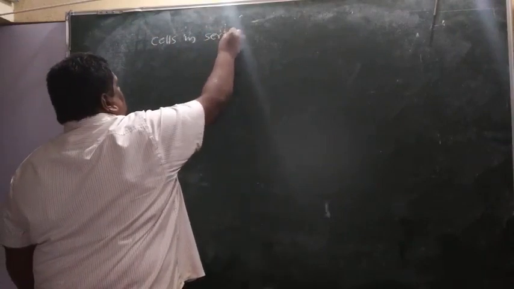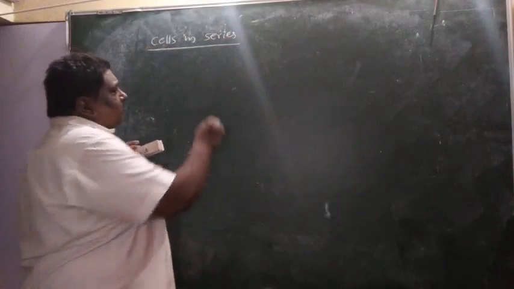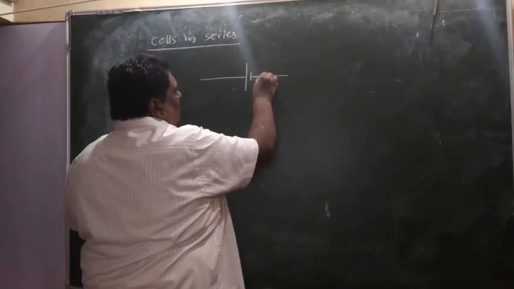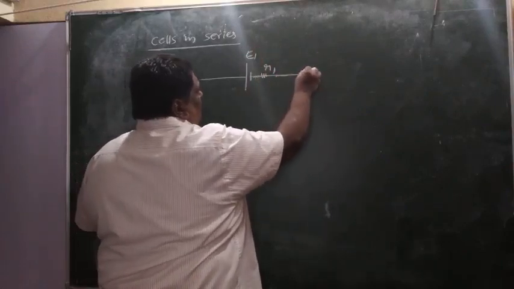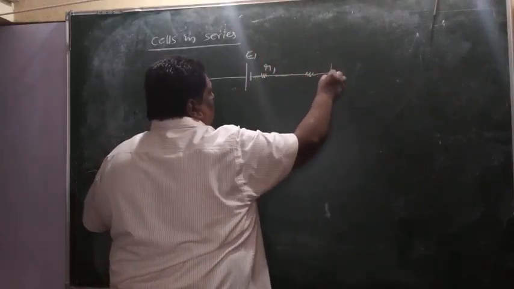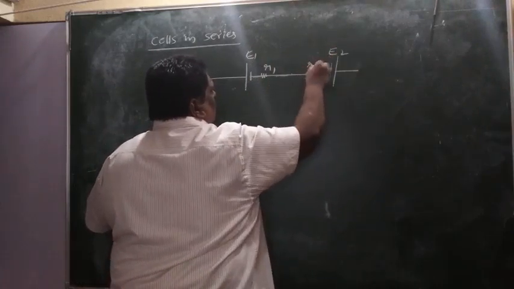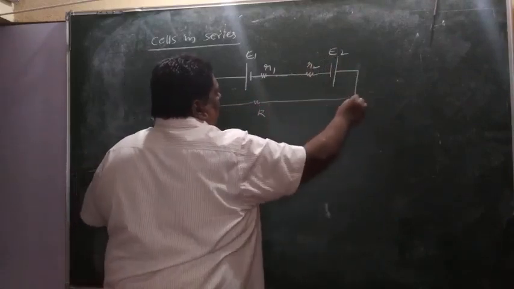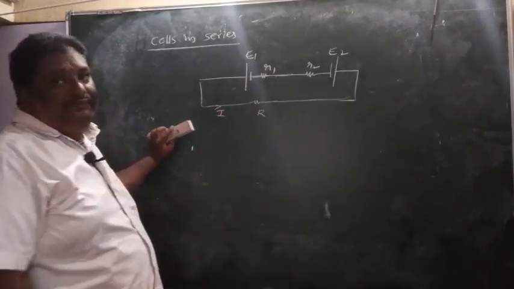Cells in series. Okay, here one cell is present with some internal resistance, R1, E1. Here one more cell is present, E2 and R2. External resistance is capital R. Now what is the current in the circuit?